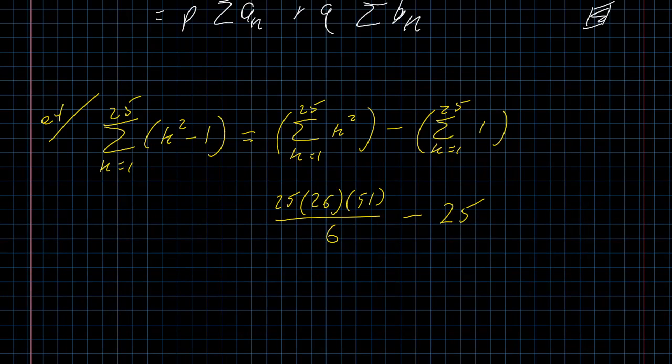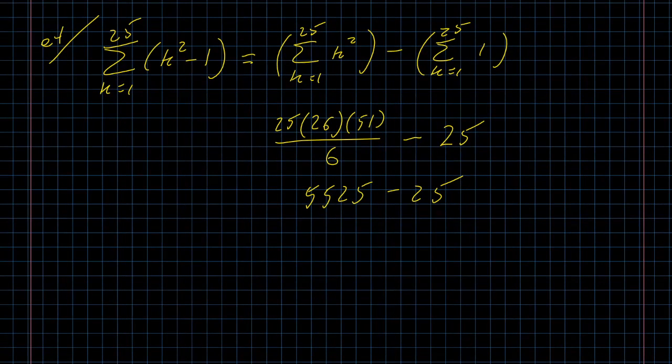All right, grab out my calculator. 25 times 26 times 51, my calculator tells me is 33,150. Divide that by 6, my calculator tells me is 5,525. Then subtract 25 to get 5,500.